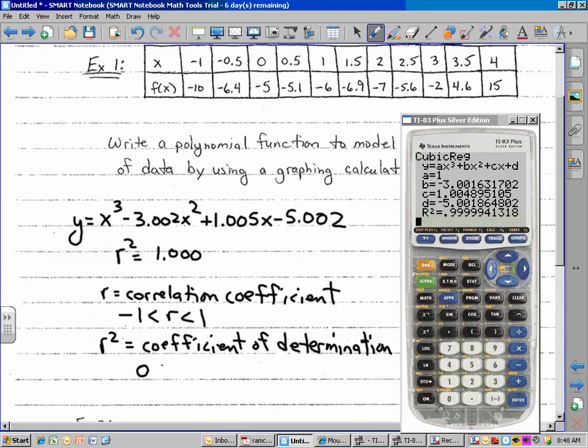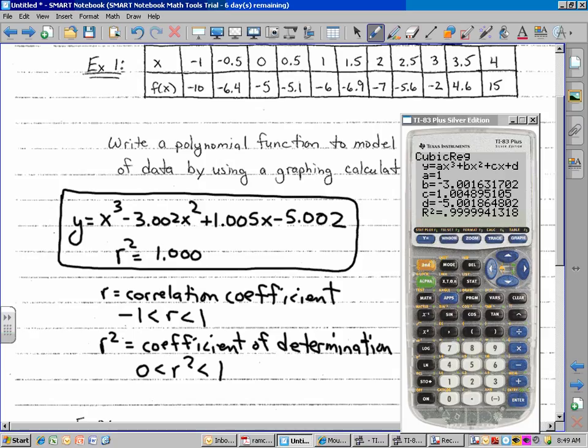R squared is between 0 and 1. Again, if you remember, think of it as a percentage. 1 would be like 100%, 0 would be 0%. So this is pretty much perfect. Again, we rounded that to 1.000. It's very close to 1, so it's very, very close to perfect. And that's all we had to do for that problem, just find the equation.